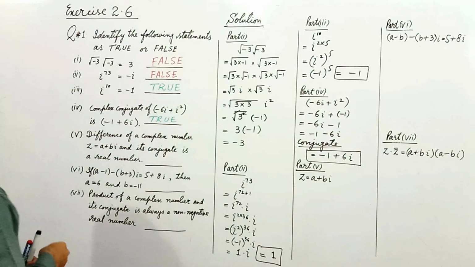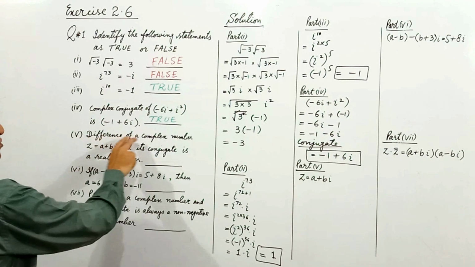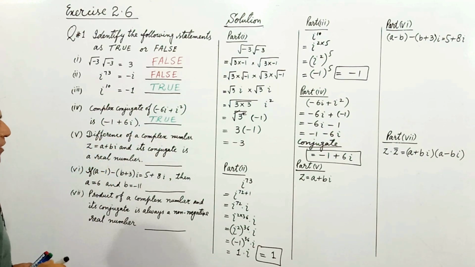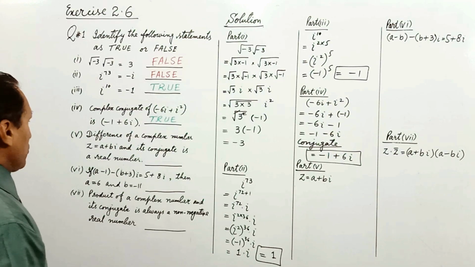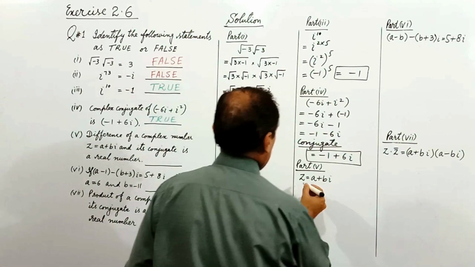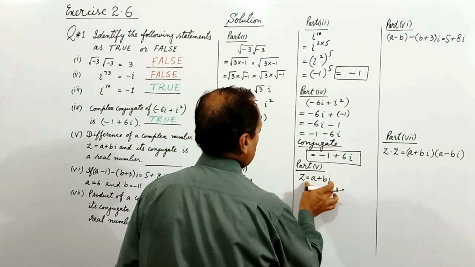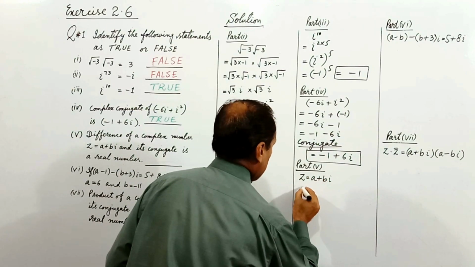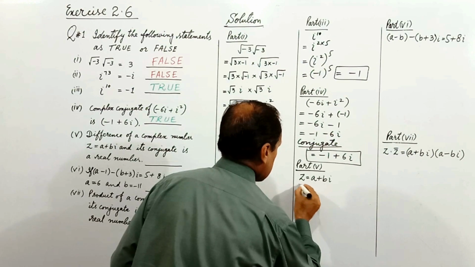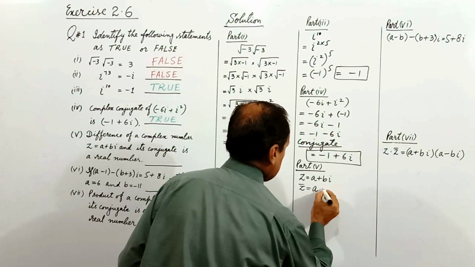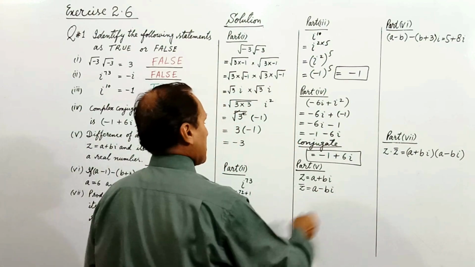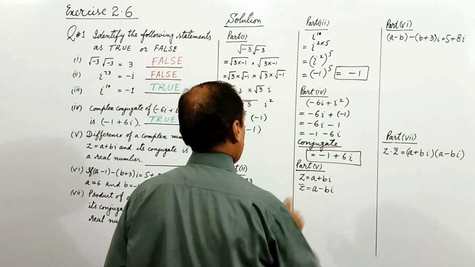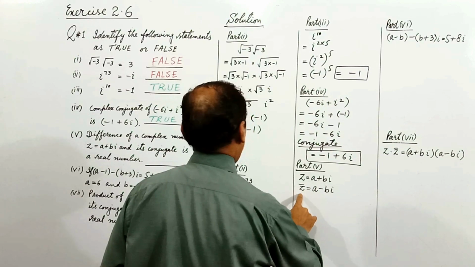Now we verify the statement number 5, whether it is true or false. The difference of a complex number z equal to a plus b iota and its conjugate is a real number. So we have to prove whether it is true or false. As we are given our complex number z equal to a plus b iota, its conjugate will be z bar, and it is written as a minus b iota by changing the sign of the imaginary part, plus to minus. We get its conjugate, that is z bar.